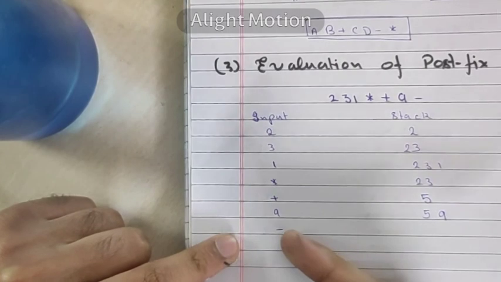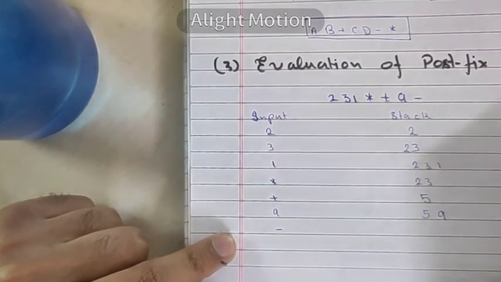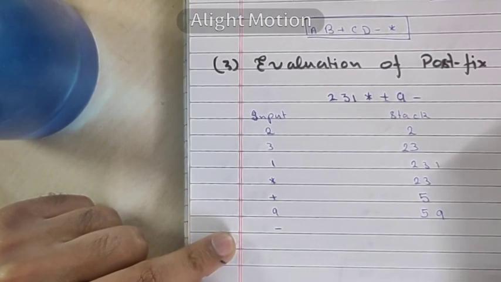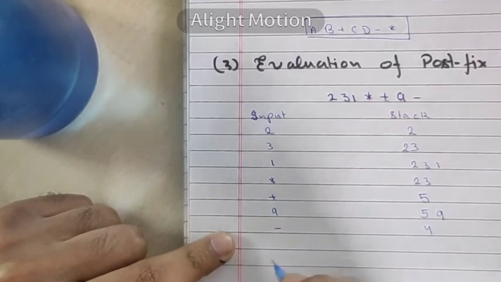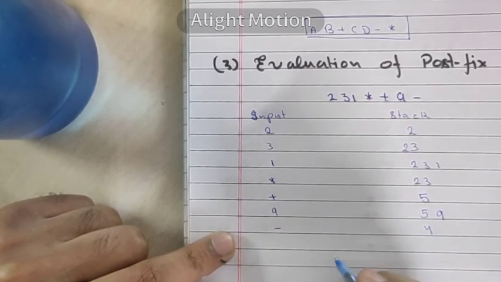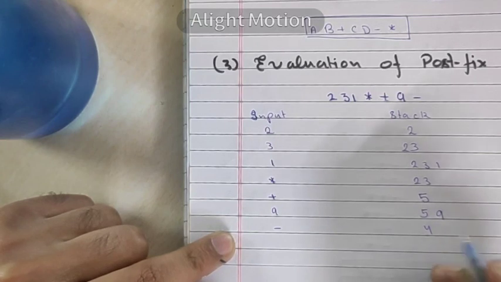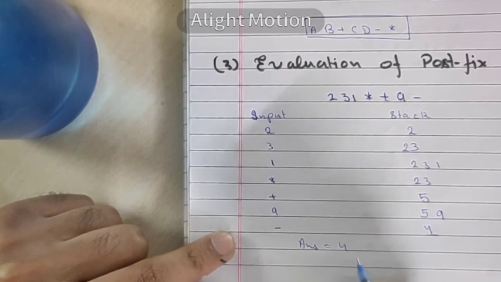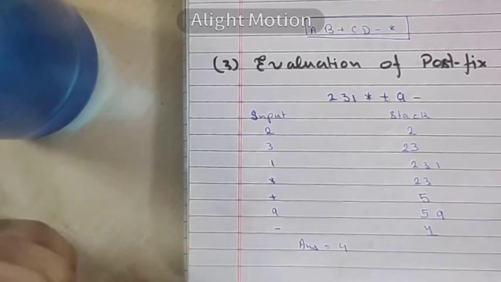The next one is an operator, that is minus. So it pops out 9, and then it pops out 5, and the answer would be 4. The answer of this postfix expression is the top of the stack left at the end, that is 4. So we can write here answer is equal to 4. So these are all my three topics. Thank you very much for listening to me.